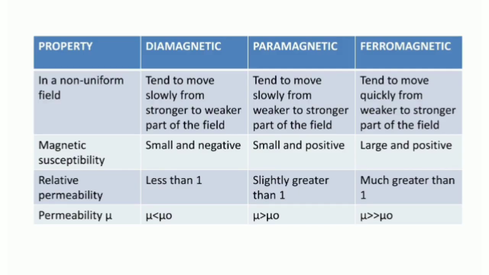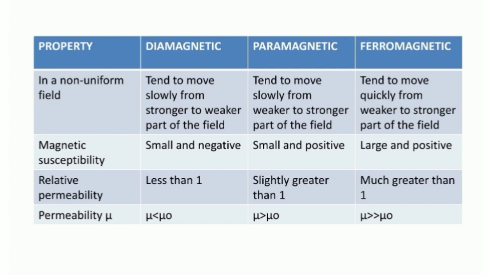In a non-uniform magnetic field, diamagnetic material tends to move slowly from stronger to weaker part of the field. Paramagnetic material tends to move slowly from weaker to stronger part of the field. Ferromagnetic material also tends to move from weaker to stronger part of the field, but it moves quickly.